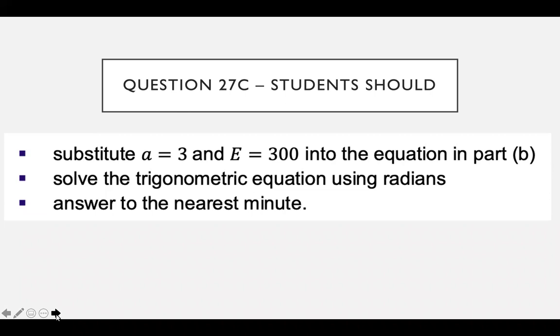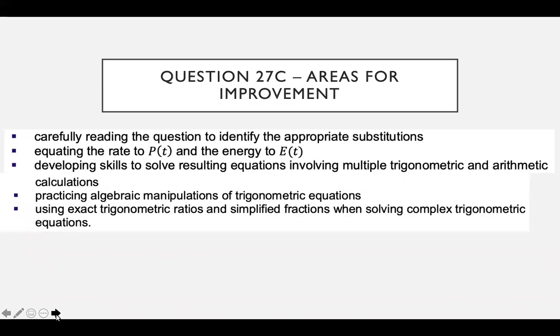And their job at the end was to answer to the nearest minute. So there are a few areas where students could have improved. They could improve by carefully reading the question to identify the appropriate substitutions. There were students who put incorrect numbers into the limits in the question and had trouble finishing it. They would equate the rate to P of T and the energy to E of T. So there's an area for improvement in misinterpreting certain parts of the question.